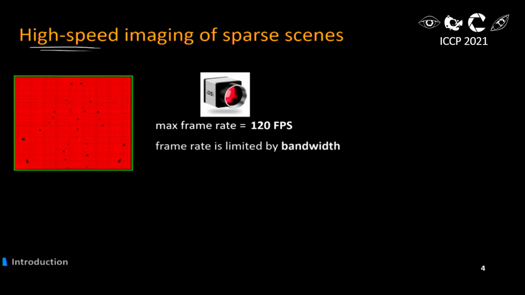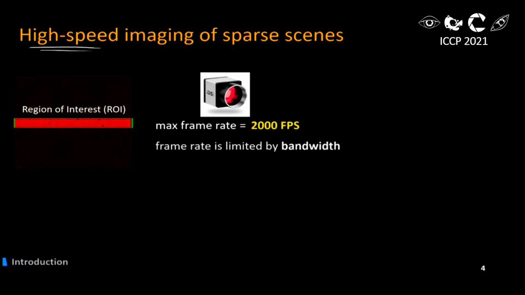This is because the maximum frame rate of our camera is limited by the bandwidth that is required to read out, digitize, transfer, and store the large volume of pixel data. So what can we do about these scenes? Well, most cameras allow a higher frame rate by only reading out pixels from a predefined region of interest. But this doesn't really help us here because points outside the ROI would be missed.